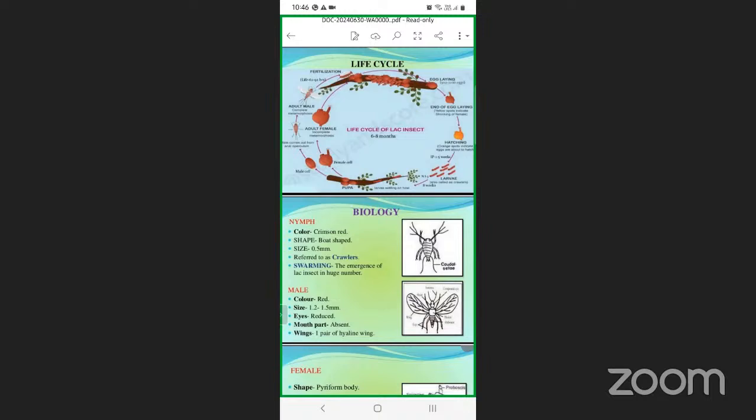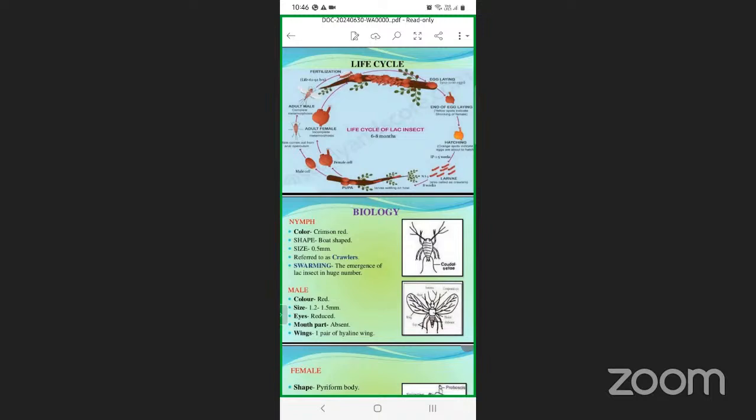These thousands of minute nymphs, which we call crawlers, wander on the shoots and settle on the tender branches. Whenever they are crawling, we call them crawlers. Whenever they settle, we call them settlers. In close proximity to one another, they pierce the rostrum inside the shoot and begin to suck the sap.